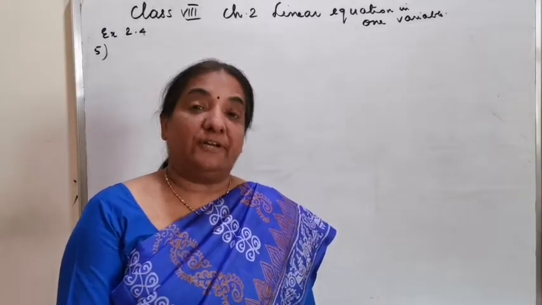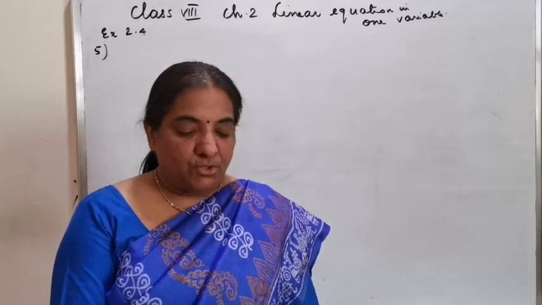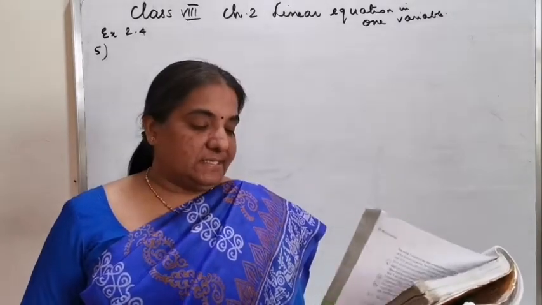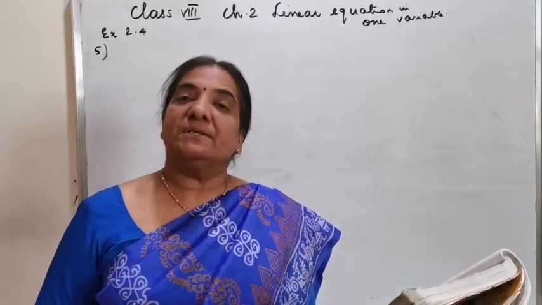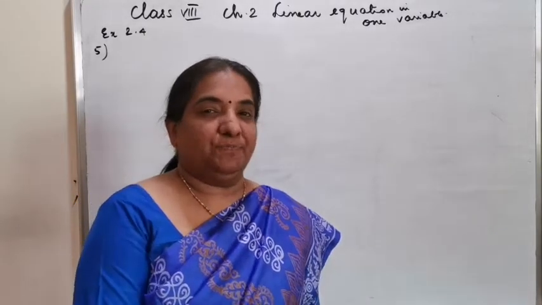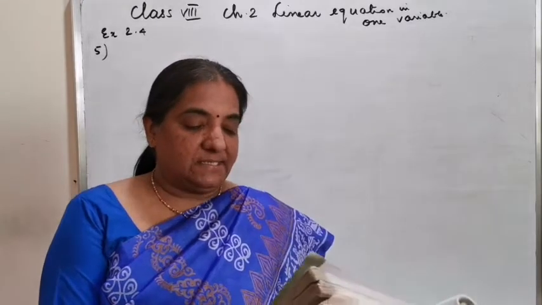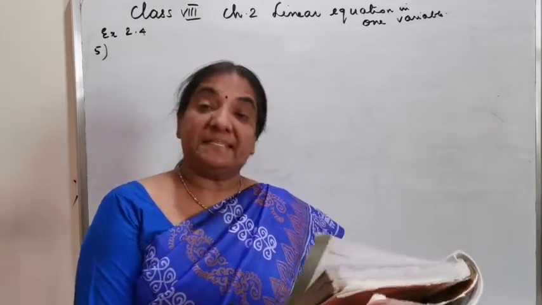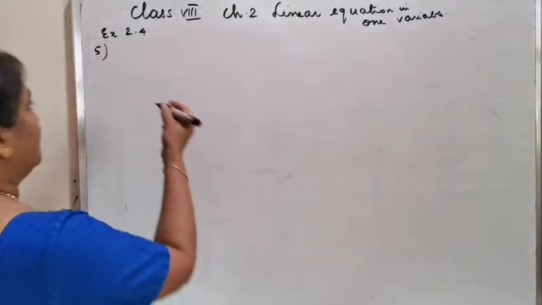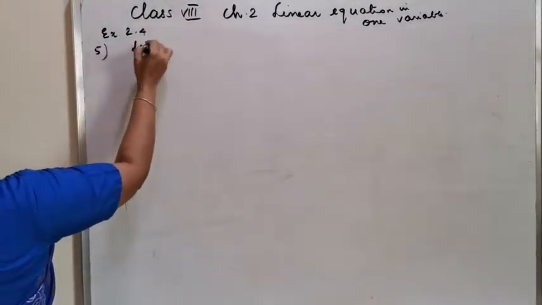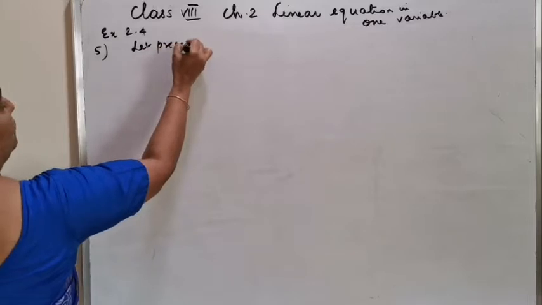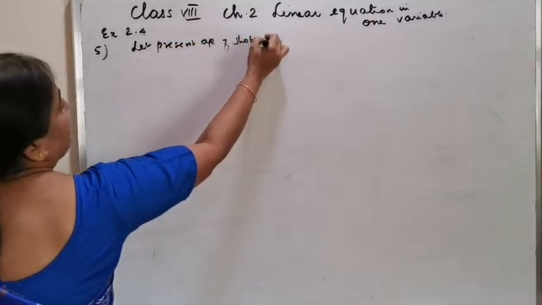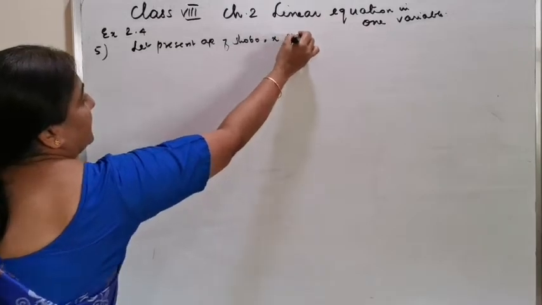Question number 5. Shobo's mother's present age is 6 times Shobo's present age. That means the mother's age is 6 times Shobo's present age. So let the present age of Shobo be x years.